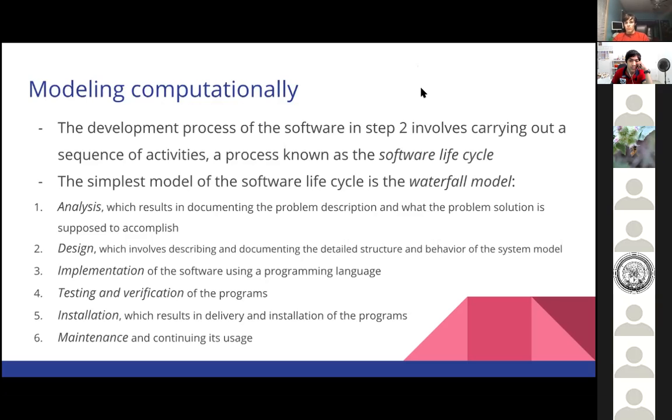Okay, so the development process of the software in step 2 involves carrying out a sequence of activities, a process known as the software lifecycle. The simplest model of the software lifecycle is the waterfall model, and it's actually quite analogous to the development of a scientific model. So first, analysis, which results in documenting the problem description.